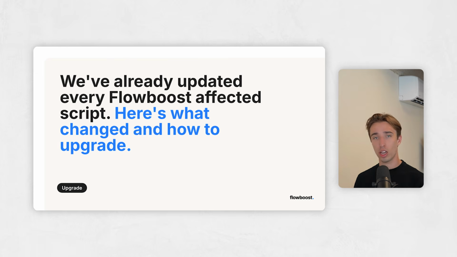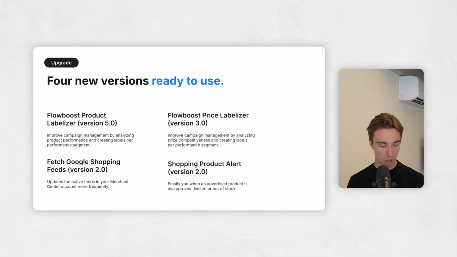We've updated all of our scripts, and if there are any more scripts that you want upgraded, you can always let us know. But we have done it for the four most popular scripts. These are the Flowboost Product Labelizer, the Flowboost Price Labelizer, the script that fetches your Google Shopping feeds more regularly and more frequently than Merchant Center allows without the API, and the Shopping Product Alert.